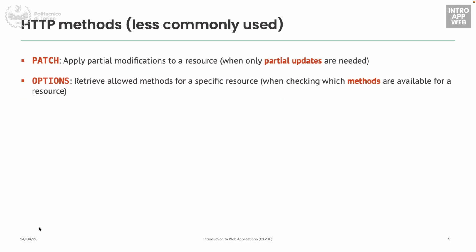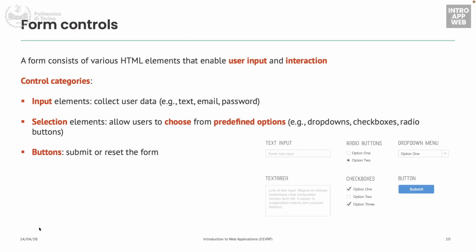And there are two other HTTP methods that are less commonly used. Patch, that is the one that we use when we want to apply modifications to a resource, but just partial updates. And options, that is a method that retrieves which are the allowed methods for a specific resource. But these ones are basically never used. Okay, so far questions? Everything clear? Okay.